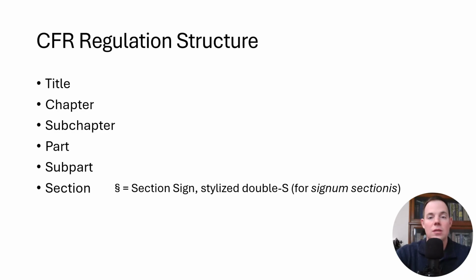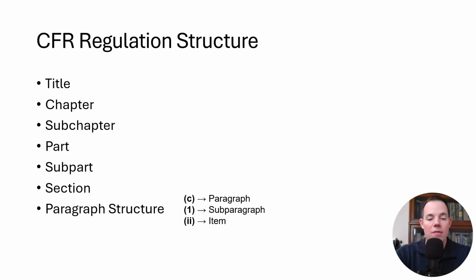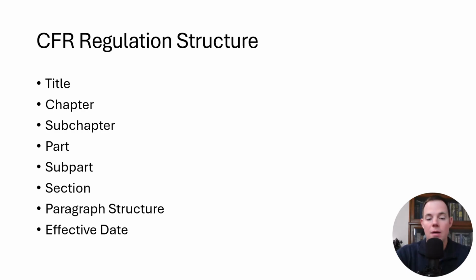And the section is actually the regulation that we reference when we talk about referencing a regulation. And they always begin with this little double S sign, or what's called the section sign. This is a stylized double S, which comes from signum sectionis, from the Latin. And then we have the paragraph structure, which is how we dig into the text itself with the paragraph, the subparagraph, the item, and those go by the letter, the number, and then the Roman numerals. And then most importantly, but last, is the effective date, making sure that we're talking about the same regulation itself.